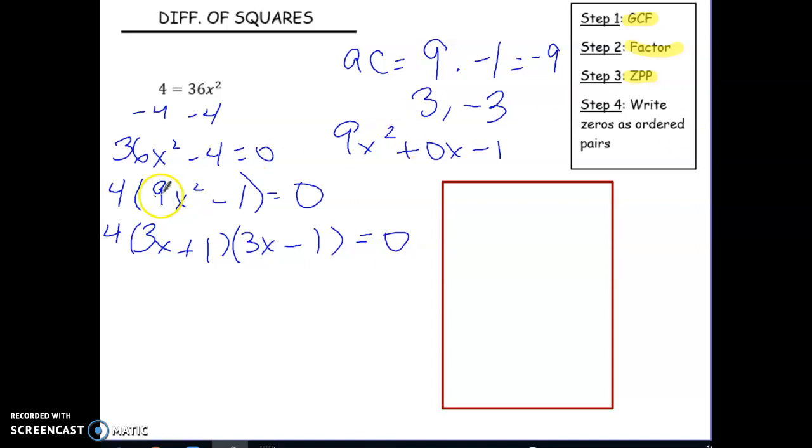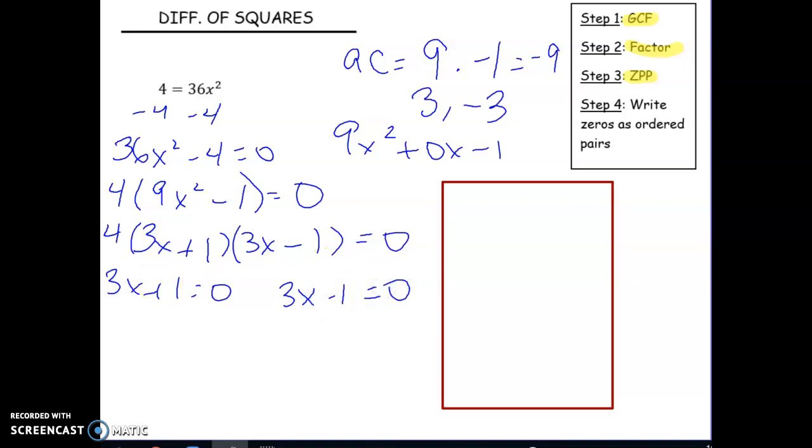Okay, now think about this for just a second. Does 4 equal 0? Well, no, it doesn't. So when we do our zero product property, we do not set this one equal to 0 because it doesn't have an x in it. It's only the things with the x's that we set equal to 0. 4 does not equal 0, so we don't write that down. We write 3x plus 1 equals 0, and we also write 3x minus 1 equals 0.